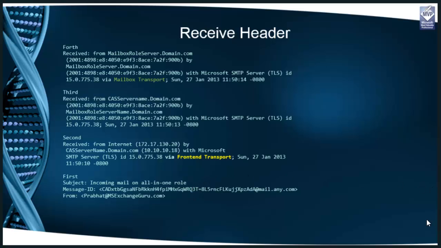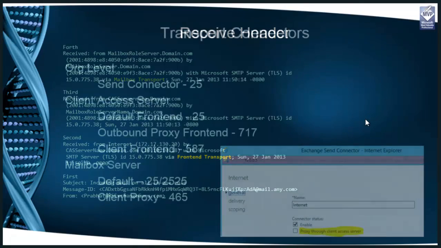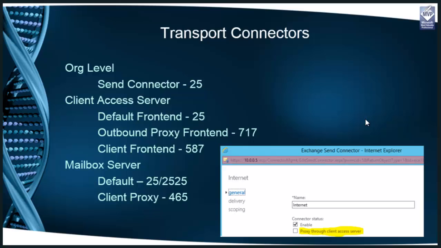Alright, so let's move on to the next slide. Now we're going to talk about the transport connectors. The transport connectors are at three levels in Exchange 2013. The first is the org level, which is the send connector, which we use for sending emails outbound. The remaining ones function differently: they receive the email and then forward it using the send connector.